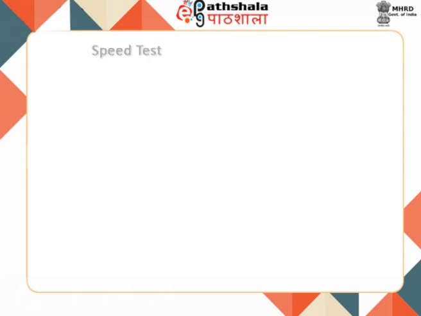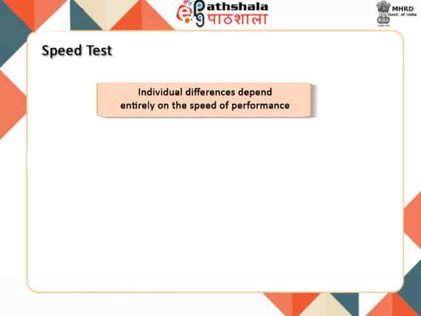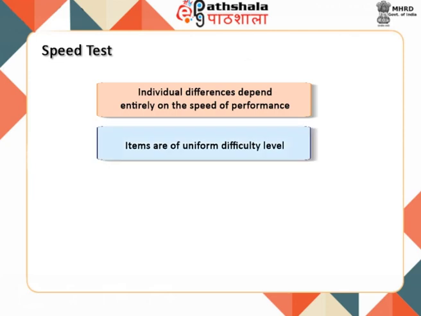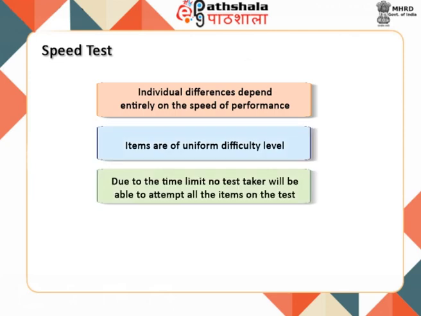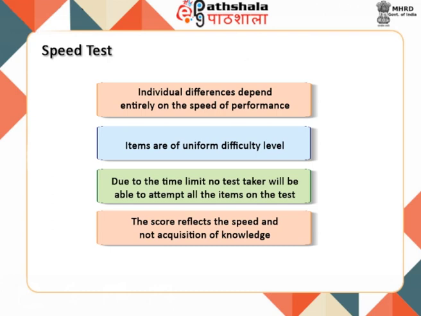In a speed test, individual differences depend entirely on the speed of performance. Though the items included in the speed test are within the ability of the test taker and are of uniform difficulty, yet due to the time limit, no test taker will be able to attempt all the items on the test. The score of the test taker only reflects the speed at which he or she worked and not the acquisition of knowledge.